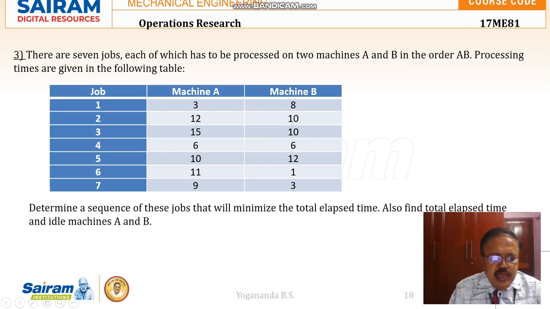So determine the sequence of these 7 jobs that will minimize the total elapsed time. Also find the total elapsed time and idle time on machines A and B.